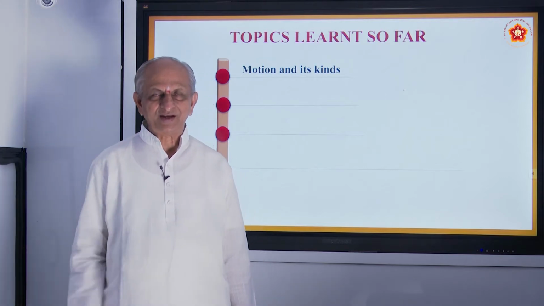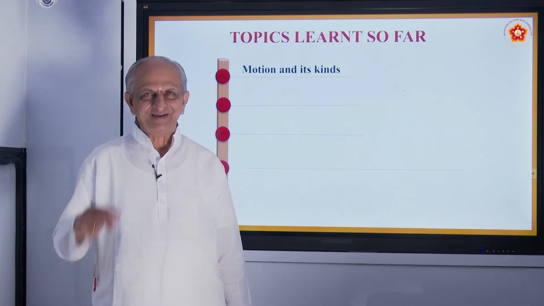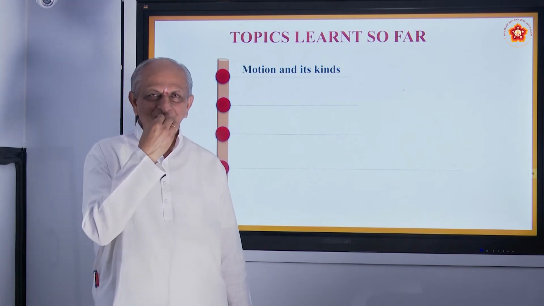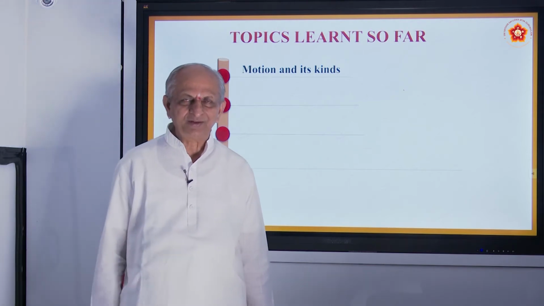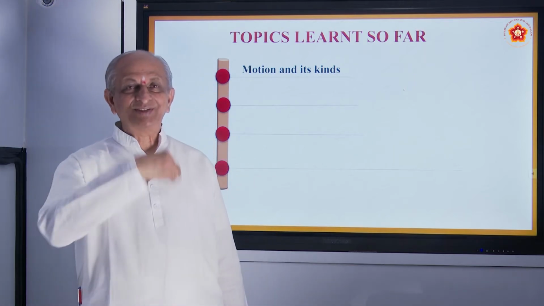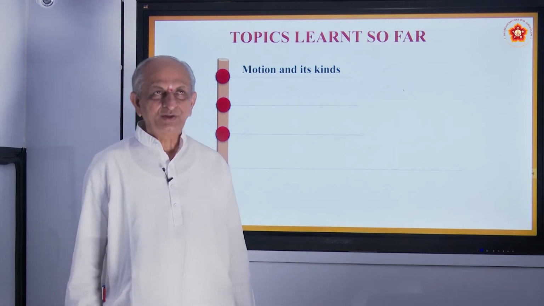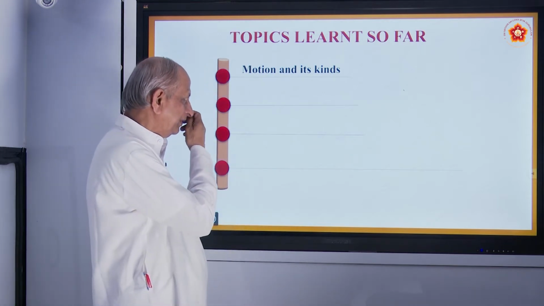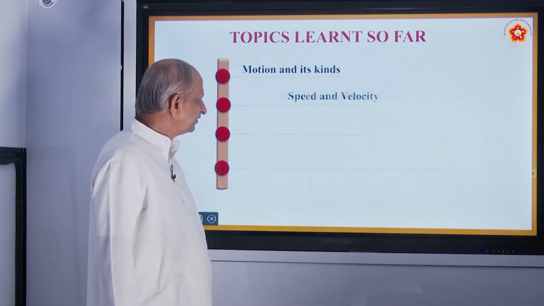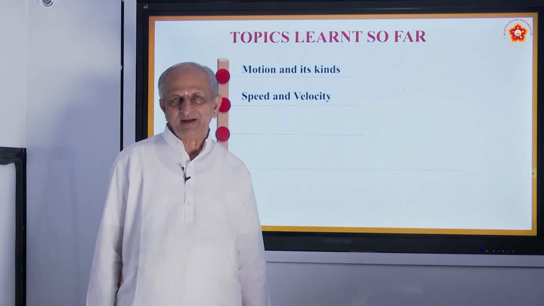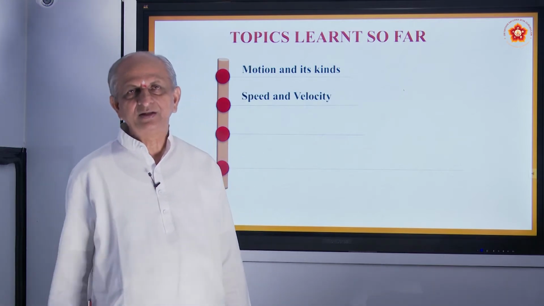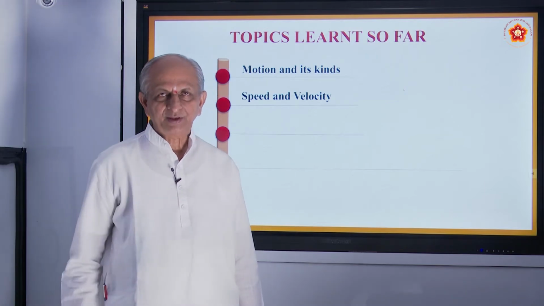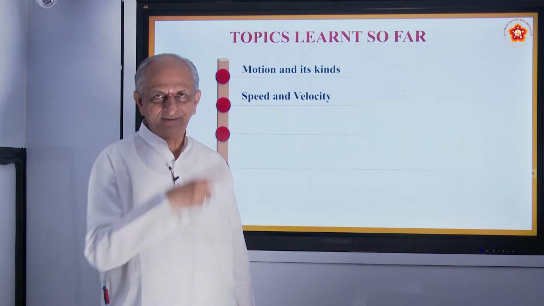Our breathing is a motion, is it not? Eyes seeing things is a motion, and while talking, the movement of the tongue is also a motion, and blood is in continuous motion in our body. Whole universe is in motion. And we have seen in the previous class that there are three kinds of motion. Rectilinear means going in a straight line, circular going in a circle form, and oscillatory.